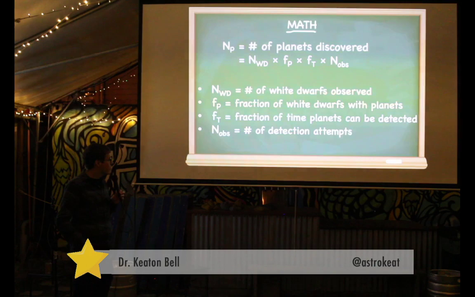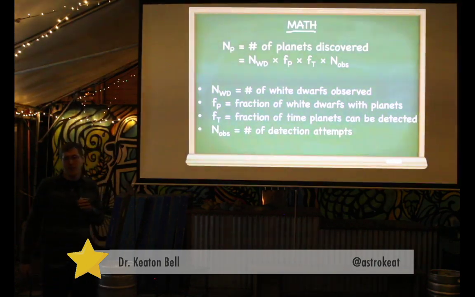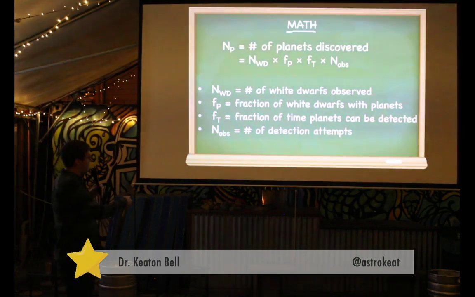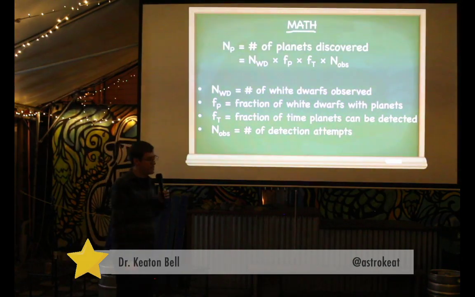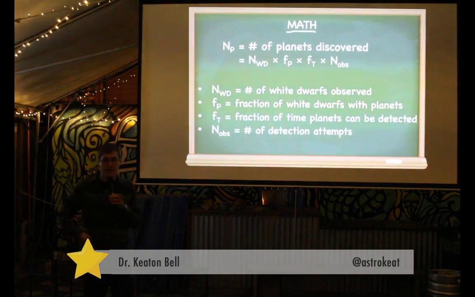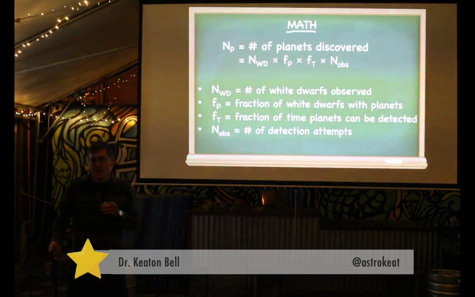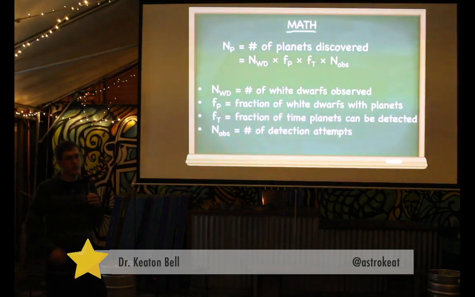And then you also benefit if you try to look for these planets many times over. So maybe planets are only visible 10% of the time. If you only look once, you'll probably miss it. If you look 100 times, you'll probably find it, right? This is the idea.